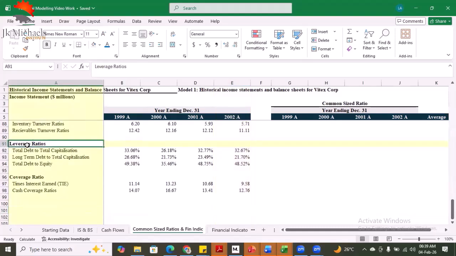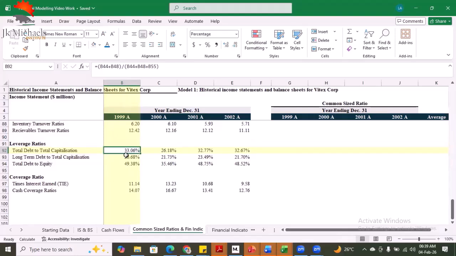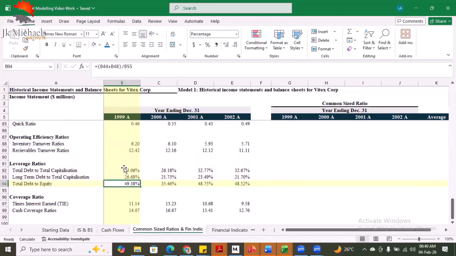Leverage ratios just let us know how much debt we have on our total capital structure. You can see that we don't have a lot of debt. This is the total debt, long-term and short-term debt. This is only long-term debt on the total capital structure. And then this is going to be our total debt to equity ratio. So the total debt as a proportion of just equity, you can see is 49%.